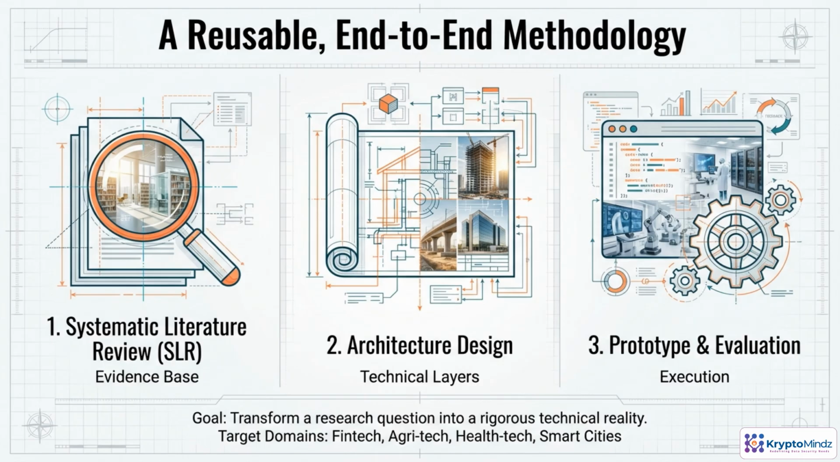Across this course, every project blueprint follows the same reusable end-to-end methodology. You begin with a systematic literature review that anchors your idea in existing evidence and reveals real research gaps. You then translate those gaps into a concrete multi-layer architecture that respects domain constraints in Saudi contexts. Finally, you plan prototypes and evaluation, technology stack, datasets, metrics, and experiments that can support a defensible PhD thesis.